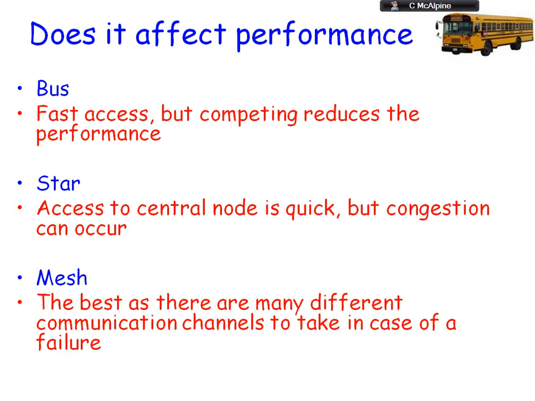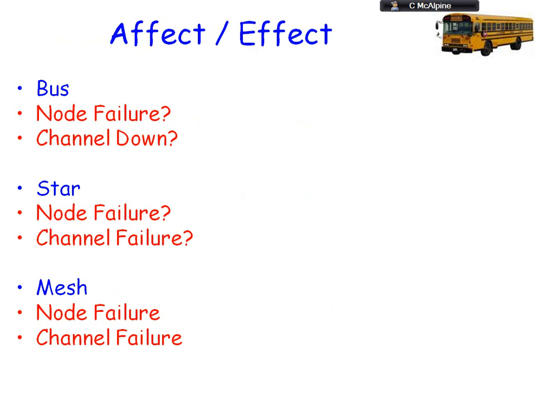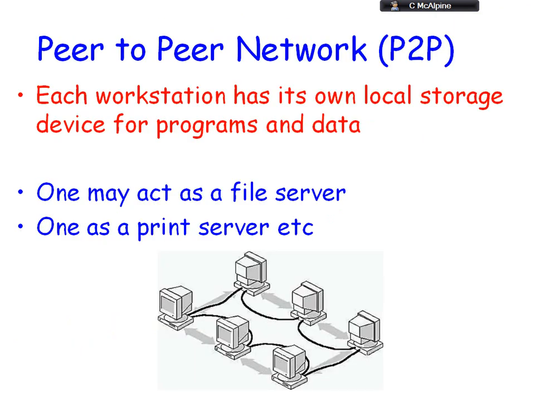So just to recap there, some questions to think through: what are the problems we face with node failure and channel failure in each of the different networks? These are some example questions that will cover the network, as well as drawing and labelling the diagrams of the network as well.